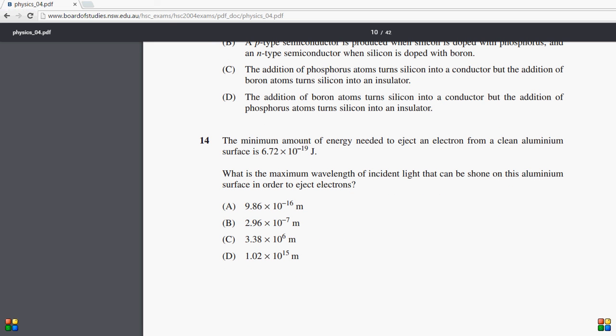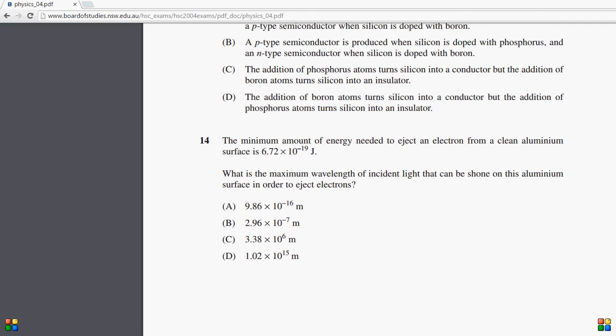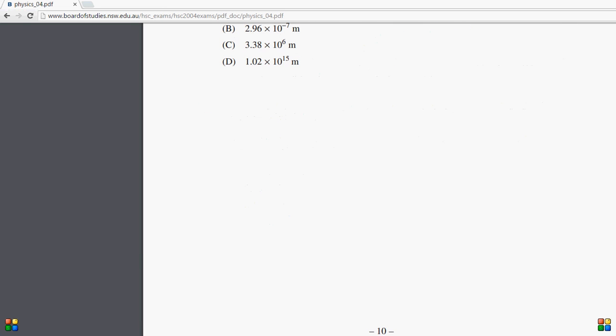Anyway, 14. The minimum amount of energy needed to eject an electron from a clean aluminium surface is that. What is the maximum wavelength of incident light that can be shone on this aluminium surface in order to eject electrons? So we use our equation E equals hf, then we go to E equals hc over lambda, and then we just solve for lambda. So I'm not so sure what that'd be.